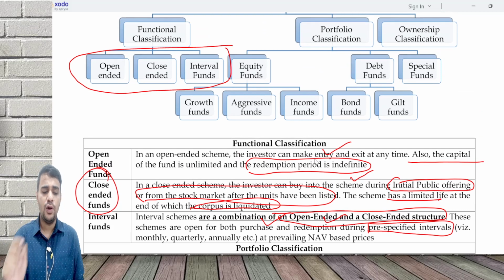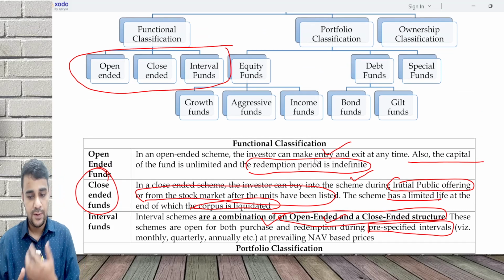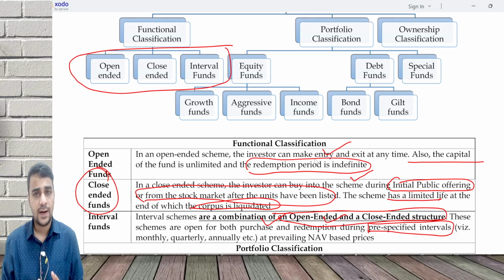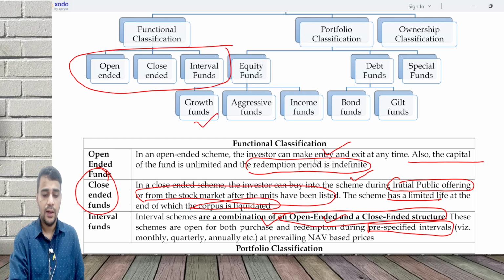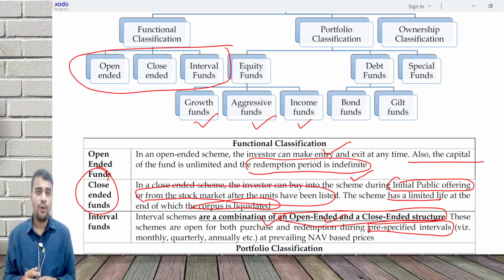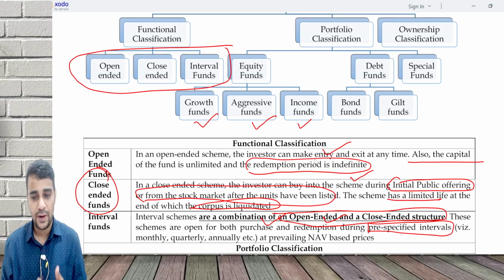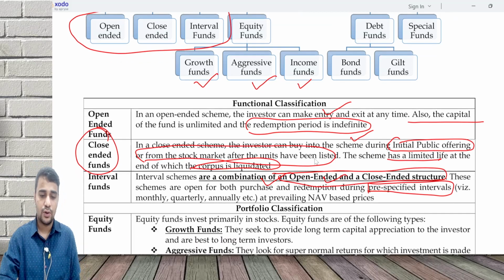Then on portfolio level classification, we have equity funds, we have debt funds, and we have special funds. Equity funds are classified as growth, aggressive, income funds. Your debt fund classification is bond and gilt funds. And special, there are multiple categories, like you have an offshore fund, you have an index fund. Let's look at growth fund.